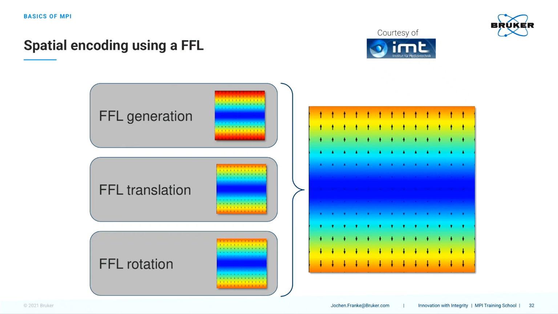So, what does it mean in terms of hardware? First of all, we need to generate a field free line. We need to be able to translate this field free line over the entire field of view. And in order to acquire the full sinogram, we also need to be able to rotate this field free line. Ideally, all three capabilities need to come at the very same time: to generate, translate, and rotate the field free line over our field of view.